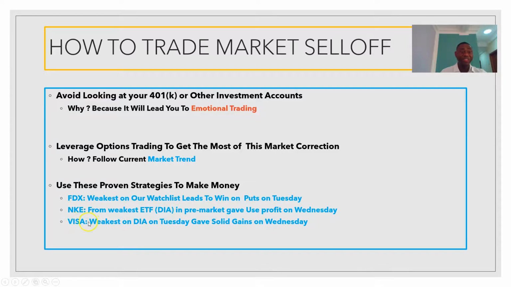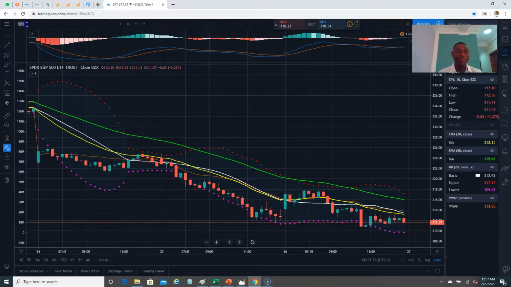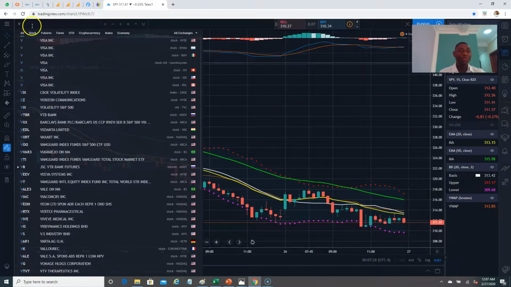Visa, we didn't take this trade, but you can go and analyze it, or I can quickly flip it for us on TradingView. Visa was the weakest on the Dow Jones on Tuesday, so I made a note of that and said, okay, let me analyze it on Wednesday. Obviously the market initially rallied on Wednesday, right? But Visa, the symbol for Visa is V.